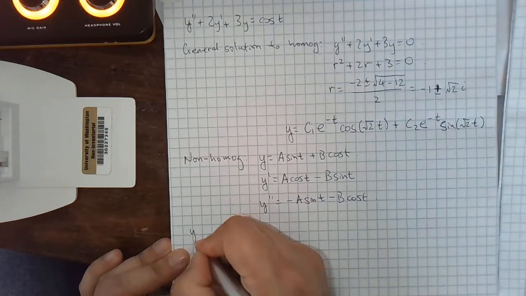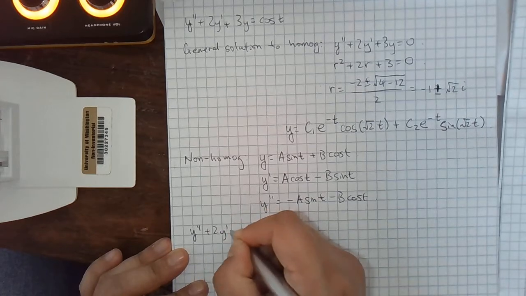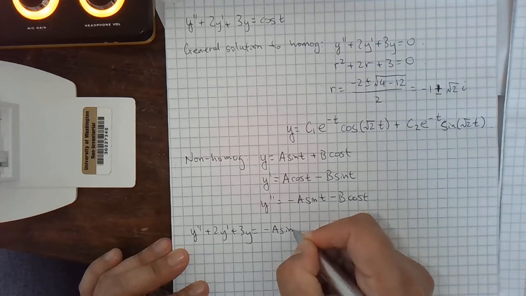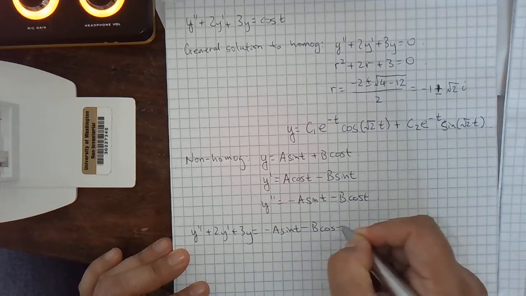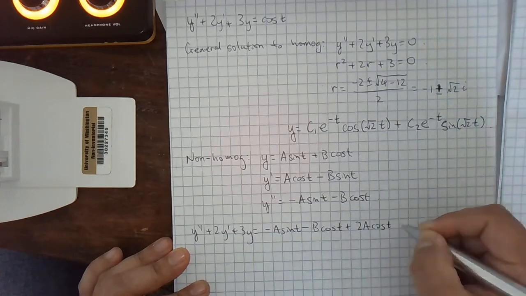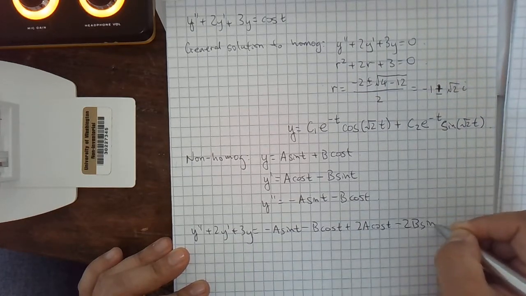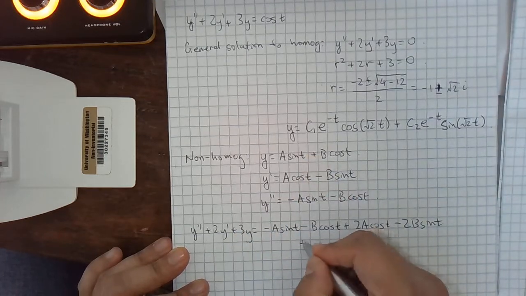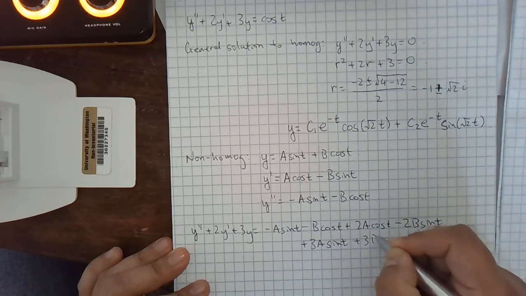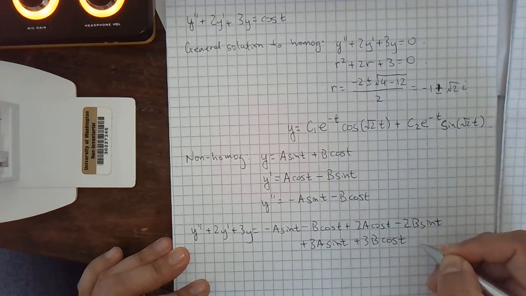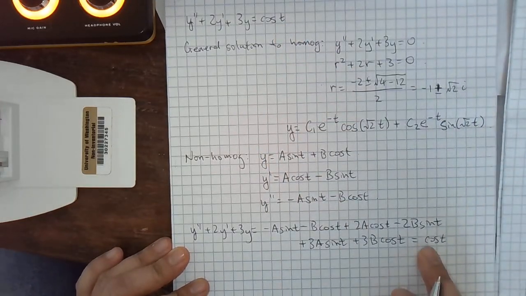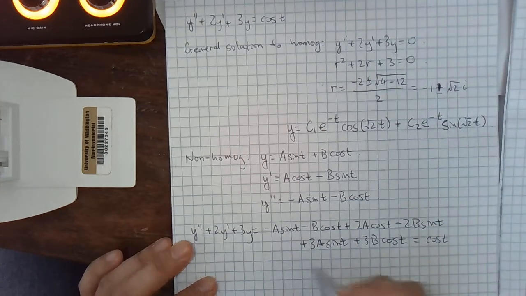Okay, now we have y double prime plus 2y prime plus 3y. Let's figure out what that is. Minus a sine t minus b cosine t plus 2 times this one, plus 2a cosine t minus 2b sine t, and then plus 3 times this one, plus 3a sine t plus 3b cosine t. And that's supposed to equal cosine t. Or really, we think of this as 1 times cosine t plus 0 times sine t.